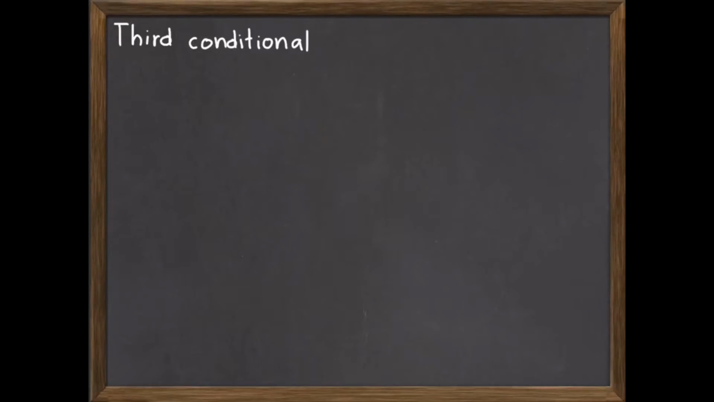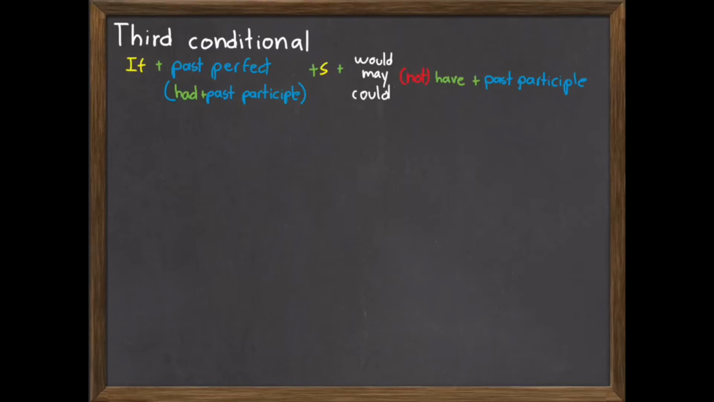Now let's look at the third conditional. The third conditional is very similar to the second conditional because, well, it's a conditional, but the tenses are different. As you can see, we use the past perfect and the past participle, and we also use the auxiliary verb to have in this tense. So let's look at the structure.